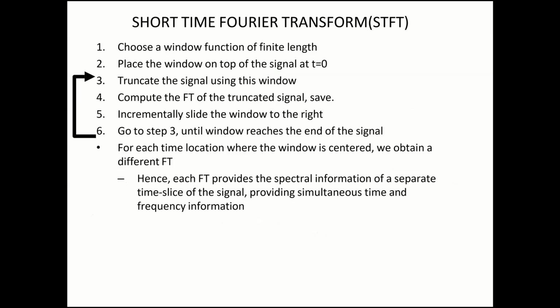We take a small chunk. So how do we do it? Choose a window function of finite length. You have to decide the length of the window and the shape of the window, and then place the window on top of the signal at t equal to 0. Truncate the signal using this window, so that the part inside the window is taken.